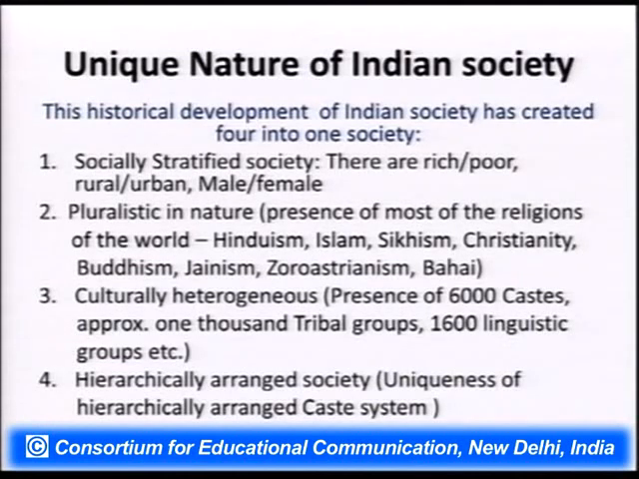Now, the third aspect of the cultural history and the nature of Indian society is that it is culturally heterogeneous. Around 6,000 castes. The Mandal Commission alone, if you see, has been talking about 3,743 castes. Then there are 1,040 castes which are considered scheduled castes. There are other 800 or so tribals. All these groups constitute the cultural diversity in Indian society.